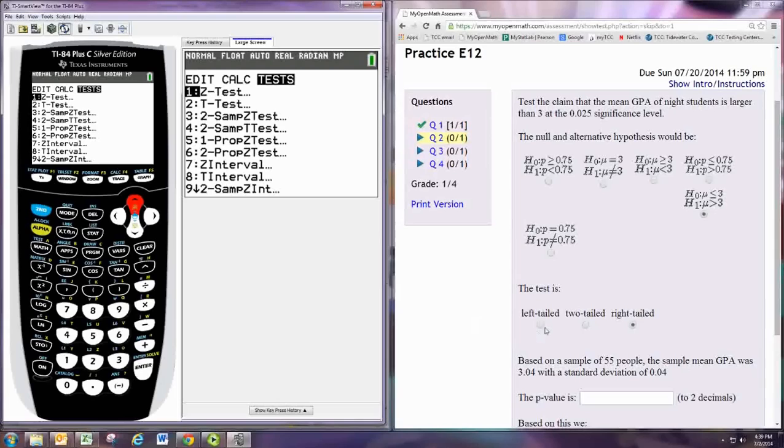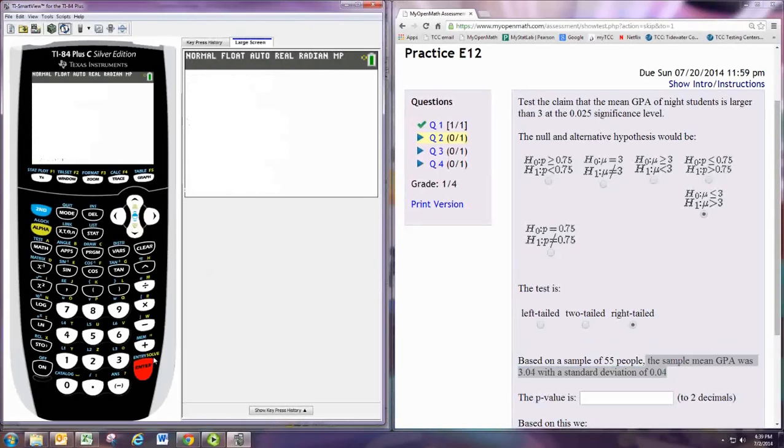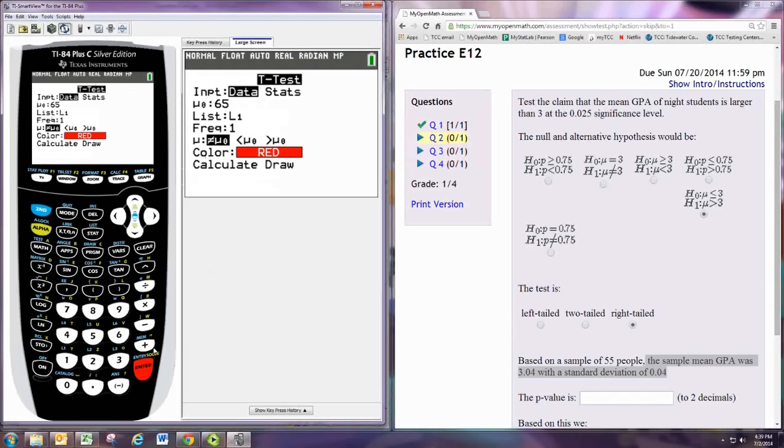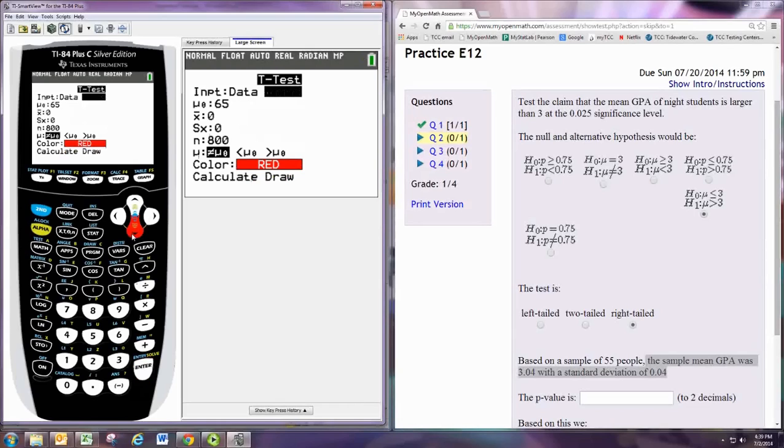And we're told here the sample standard deviation. It says the sample mean was 3.04 with a standard deviation of 0.04. So this would be a t-test. We don't have data to put in, rather we have summary statistics, so hit stats. This first value, mu naught, is the number that shows up in the hypotheses on the right-hand side, and that's 3. Your sample mean, x-bar, is 3.04. The standard deviation for the sample is 0.04, and the sample size is 55.